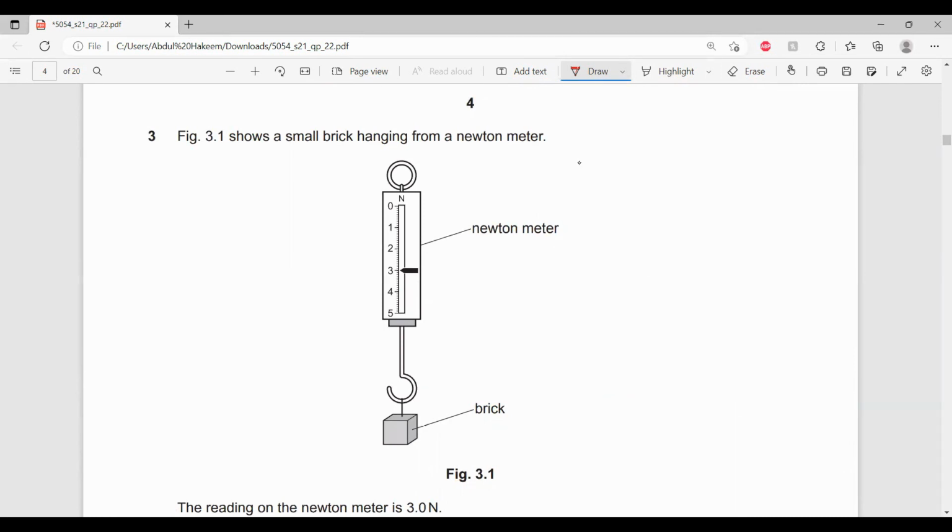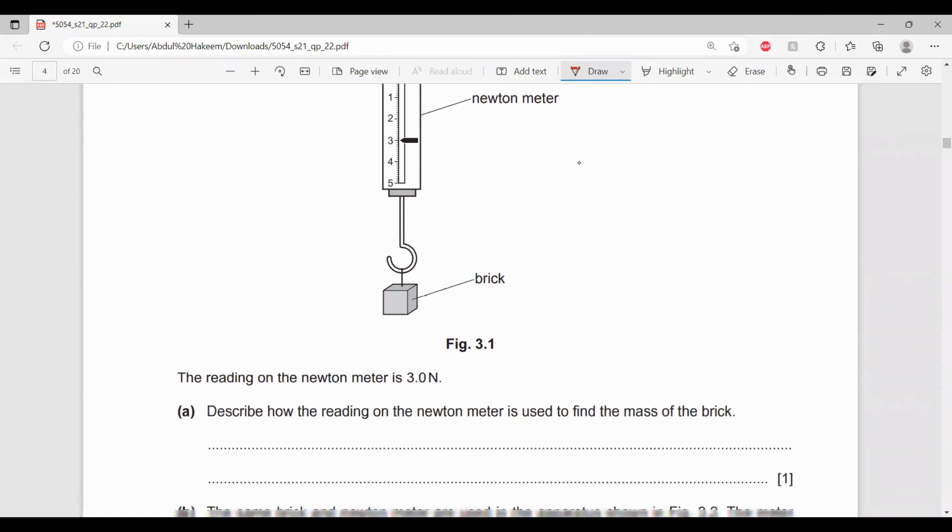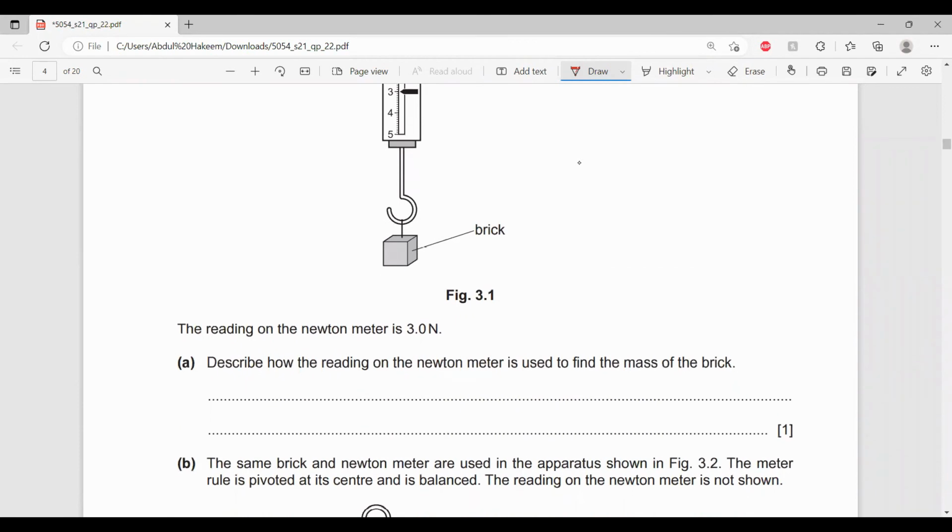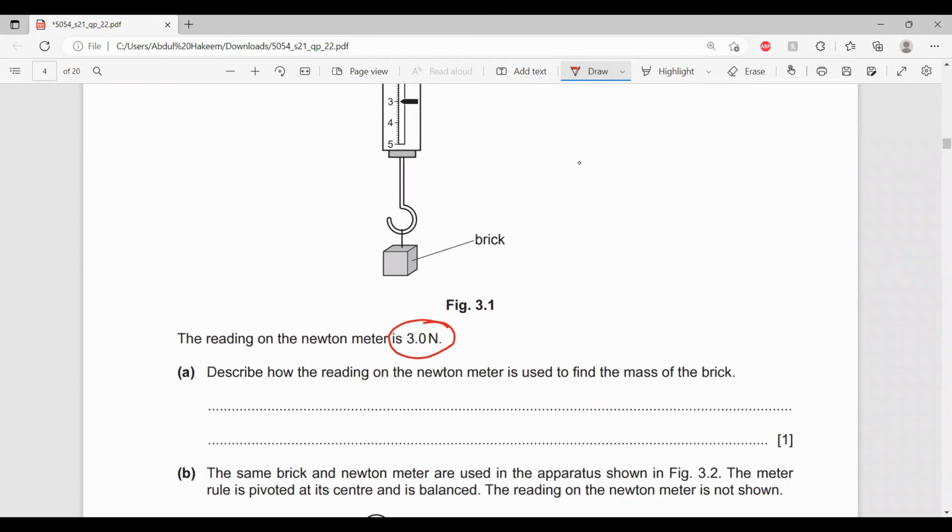Figure 3.1 shows a small brick hanging from the Newton meter. The reading on the Newton meter is 3 Newton. Describe how the reading on the Newton meter is used to find the mass of the brick. Look, this Newton meter measures weight. Weight is equal to mg.